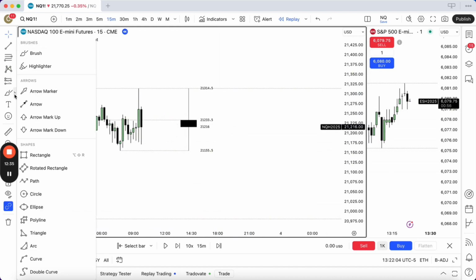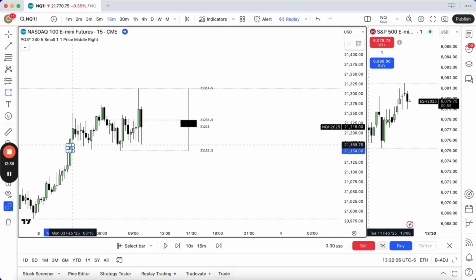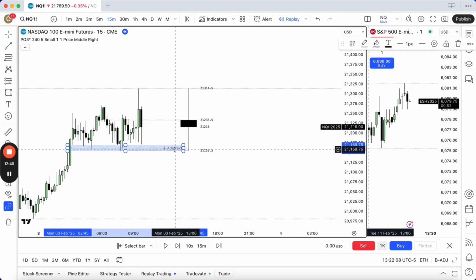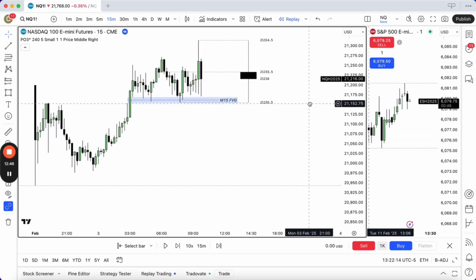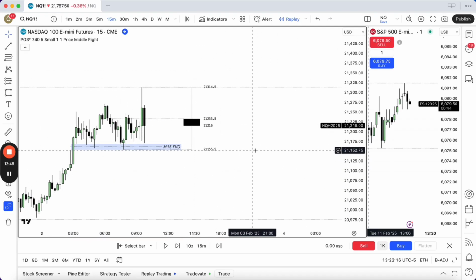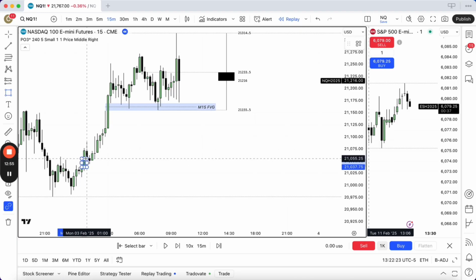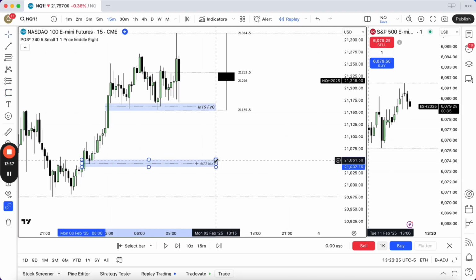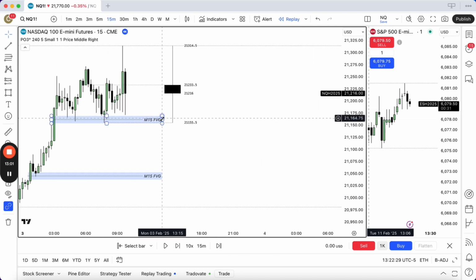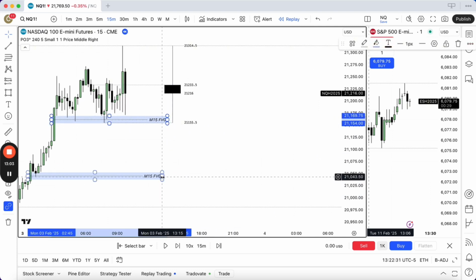We have this fair value gap right here. This is a 15-minute gap. Remember, guys, the gaps can be on the hourly or the 15-minute, okay? So we also have this gap right here. I don't think price would come down and tap into that, but it's just mark it out there just in case.